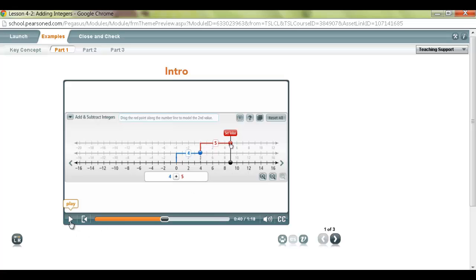So let's watch. The numerical value you are modeling is displayed on the red strip, and the expression displayed below shows the expression that you are building.